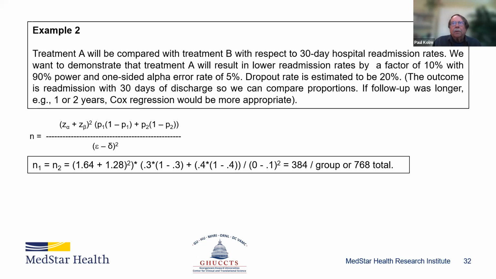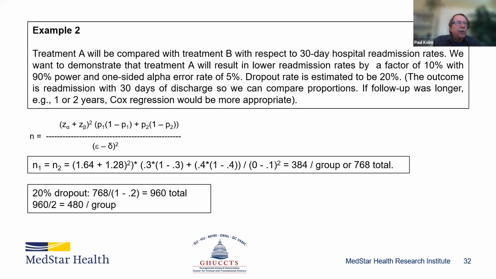And so we're assuming now that we're going to have a 20% dropout. So that's 768 total divided by 0.8. So now we get 960 total, or 480 in a group. So you can see that in this case, our dropout rate is higher, and particularly for proportions here, our sample size is quite large.